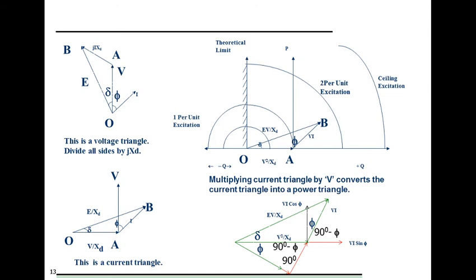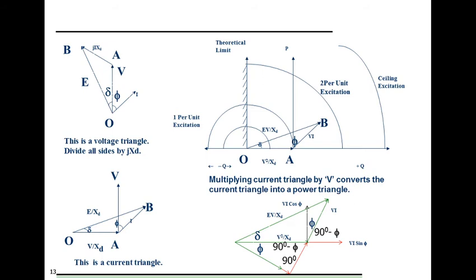Now we'll convert this voltage triangle to a current triangle. To convert voltage to current, we need to divide it by impedance. So we divide all sides of this triangle OAB by Xd. What do we get? We get OA as V by Xd, we get AB as I, and we get OB as E by Xd. So this is the current triangle.